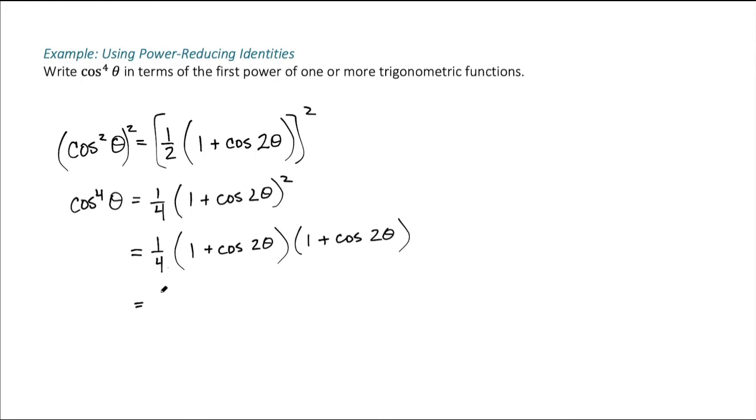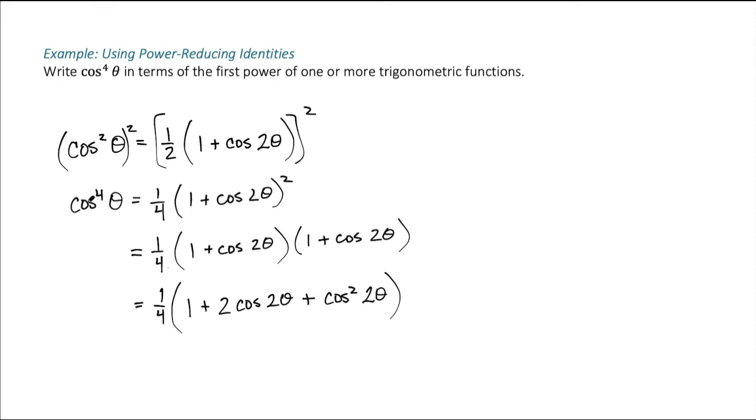So now I've got my 1/4, and then I have 1 times 1 is 1. 1 times cosine of 2 theta is cosine of 2 theta. And then cosine of 2 theta times 1 is another cosine 2 theta. So I get two of those. And then plus cosine of 2 theta times cosine of 2 theta, which is cosine squared of 2 theta.